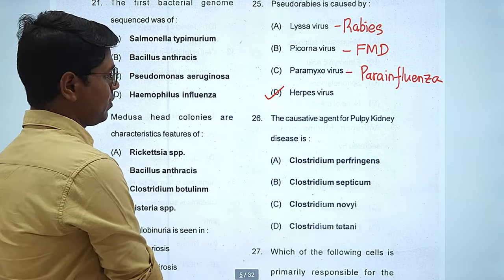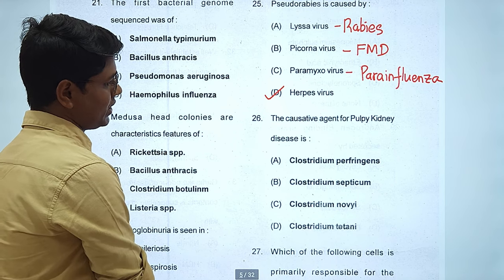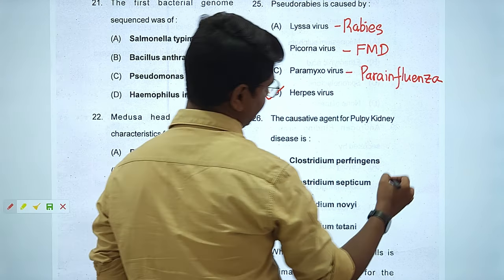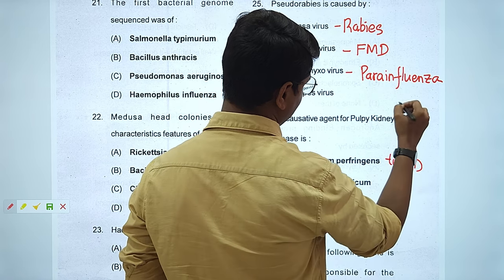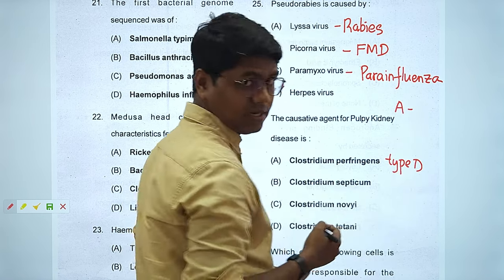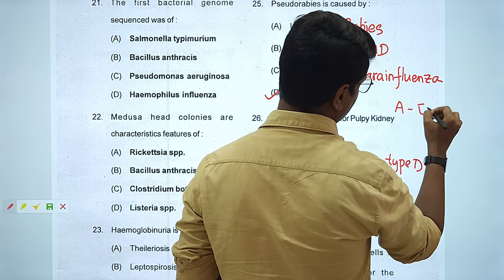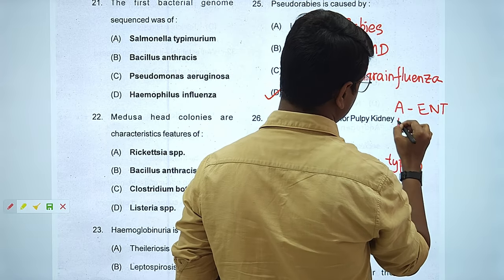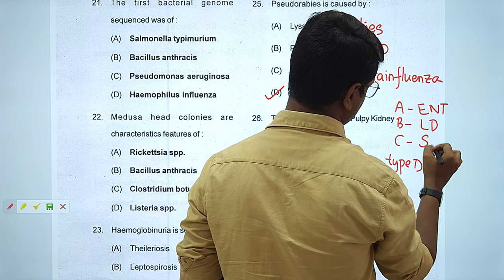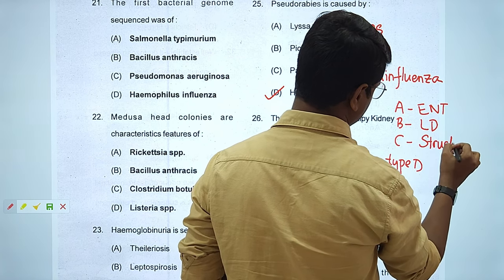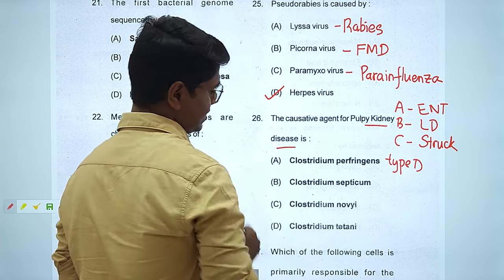The causative agent for pulpy kidney disease is Clostridium perfringens type D. Type A causes enterotoxemia. Type B causes lamb dysentery. Type C causes struck. Type D causes pulpy kidney disease.